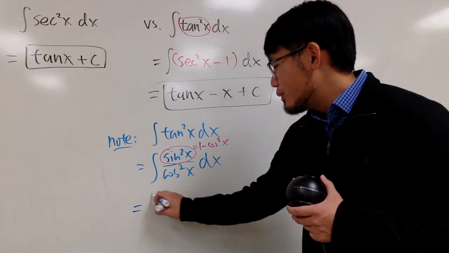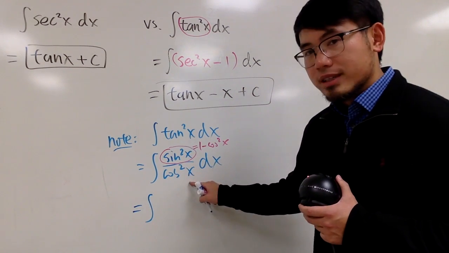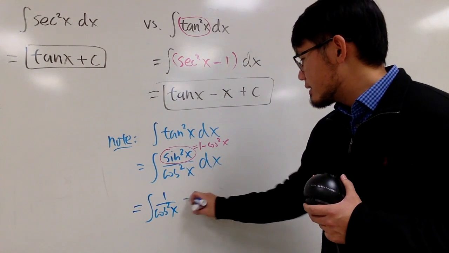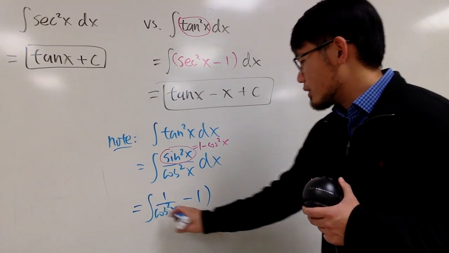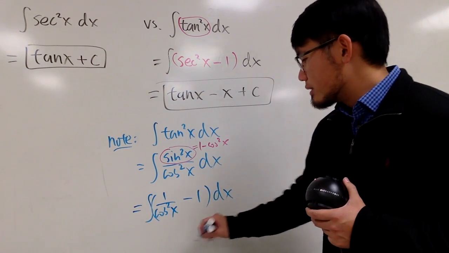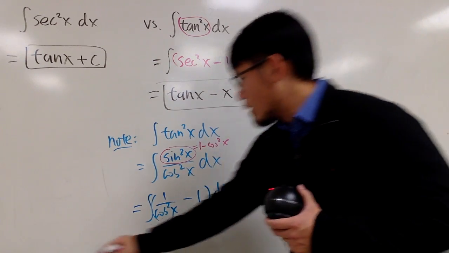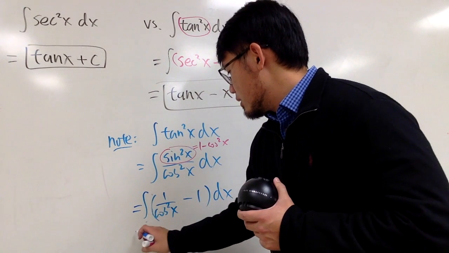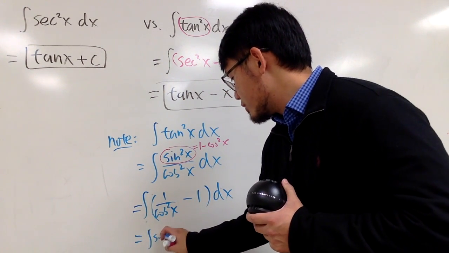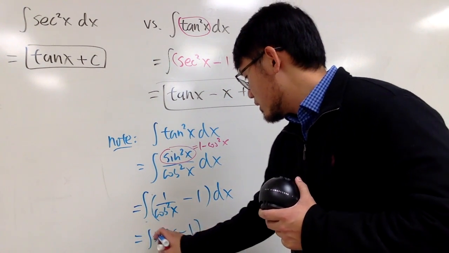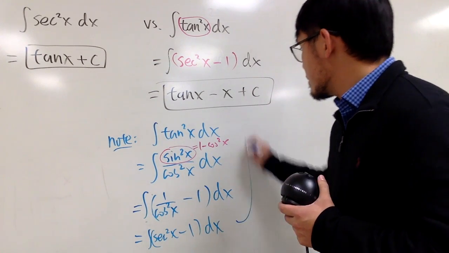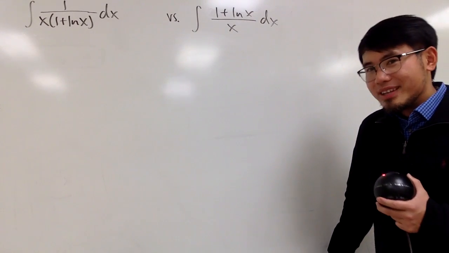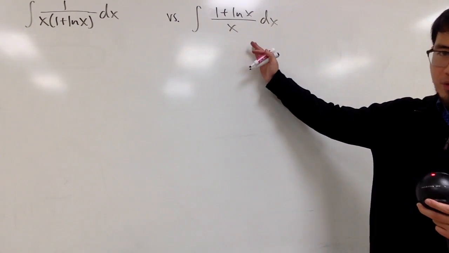And when you do that, you get the integral of 1 over cosine square x, right? And then minus this over that, which is 1. So this is what we have. And of course, this is the same as that. So that's it. If you want to do a quick proof, then that's pretty much it. Secant square x minus 1, and it's just this. So that's it.